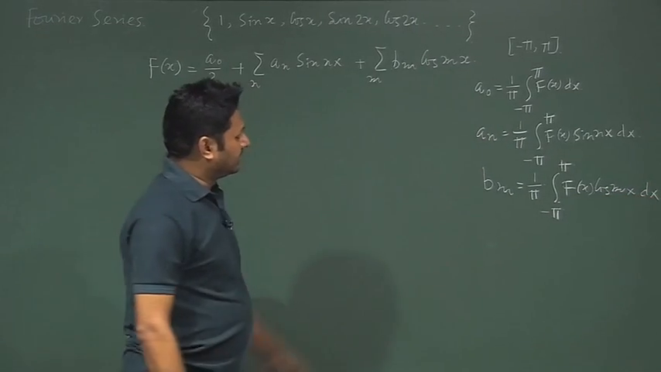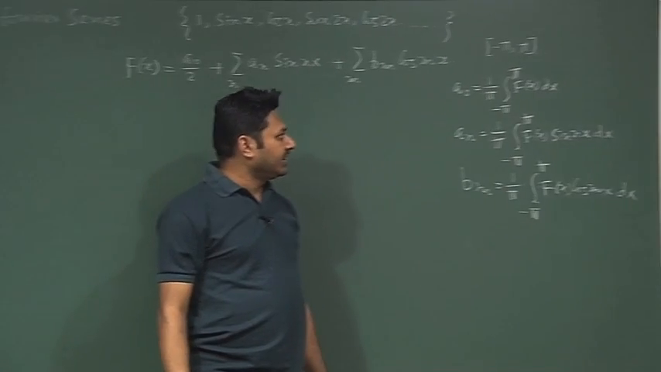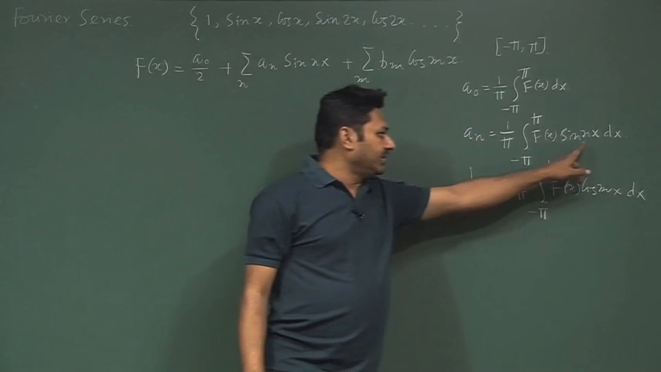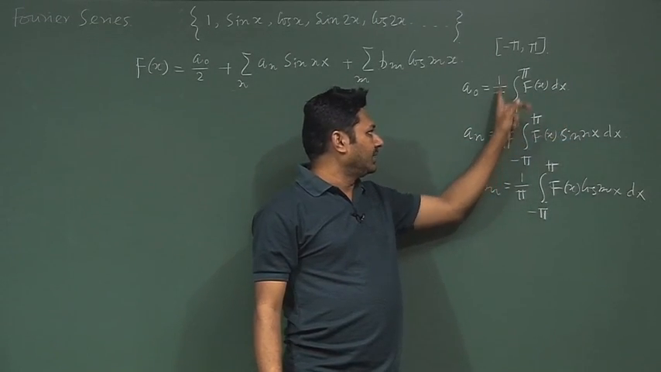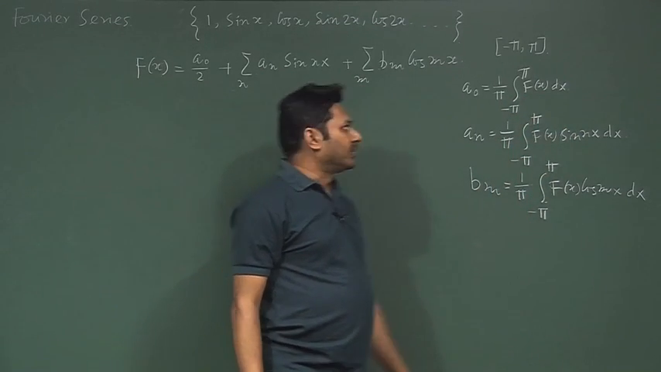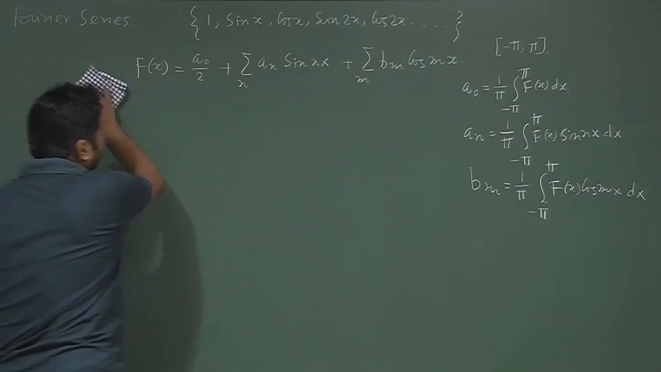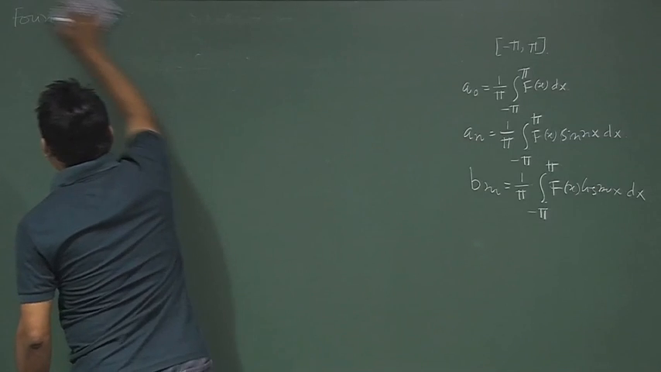If the function is defined in minus pi to pi, that is the case here. If it is defined in minus L to L, a similar kind of set was there. We just replace something here: it will be replaced by n pi x divided by L, the limit will be minus L to L, and the prefactor will be just 1 by L. So, we know that. Now we are going to use this concept on a function.